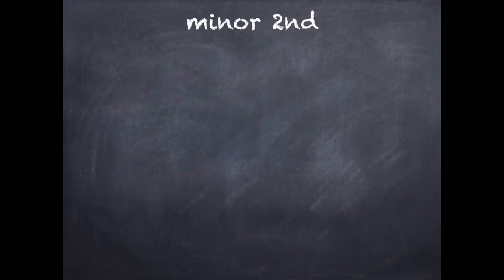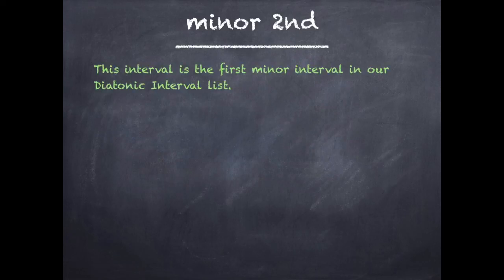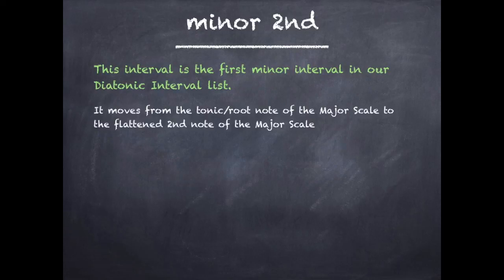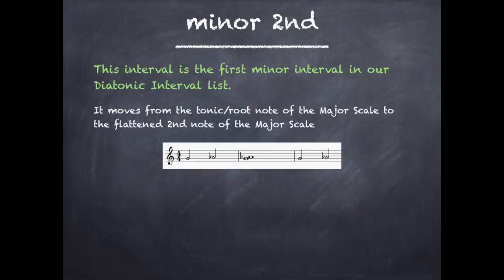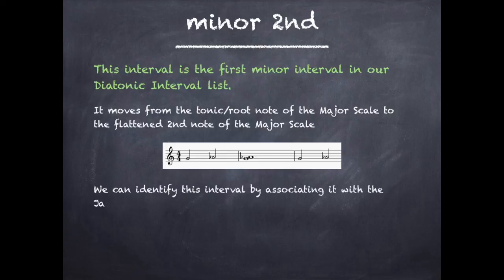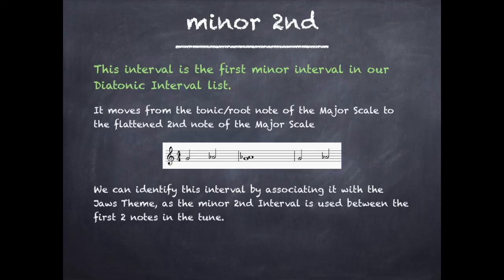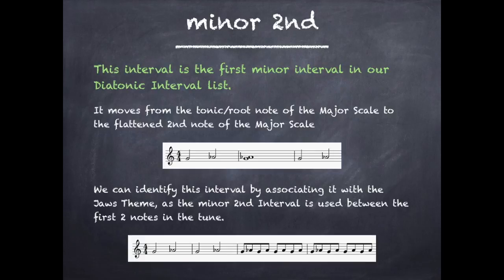The minor second. This interval is the first minor interval in our diatonic interval list. It moves from the tonic or root note of the major scale to the flattened second note of the major scale. We can identify this interval by associating it with the Jaws theme, as the minor second interval is used between the first 2 notes in the tune.